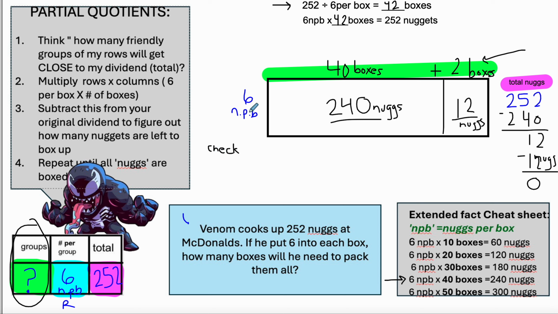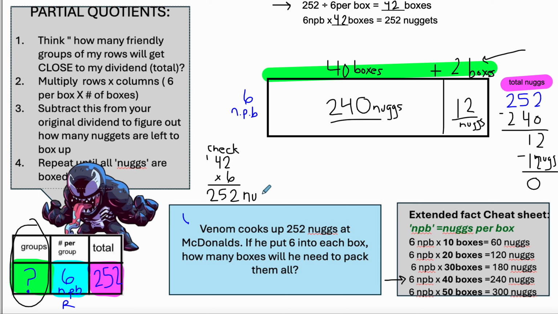All right, so we know that rows times columns equals area. So nuggets per box times boxes should equal total nuggets. Let's see. 42 boxes times 6 nuggies per box. 6 times 2 is 12. Regroup the 10. 6 times 4 is 24, plus 1 is 25. Yeah, it totally checks.